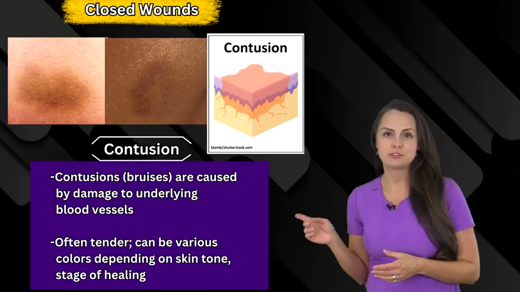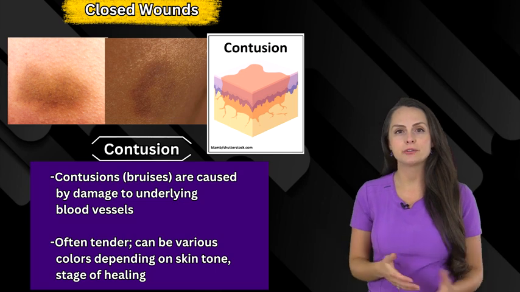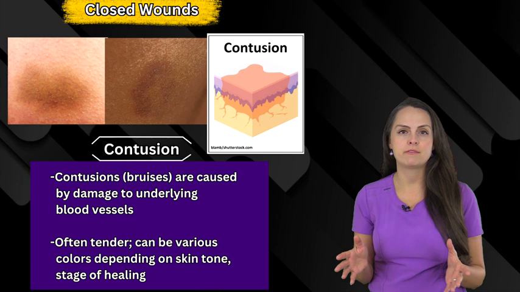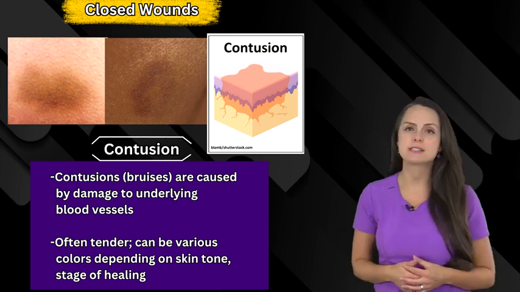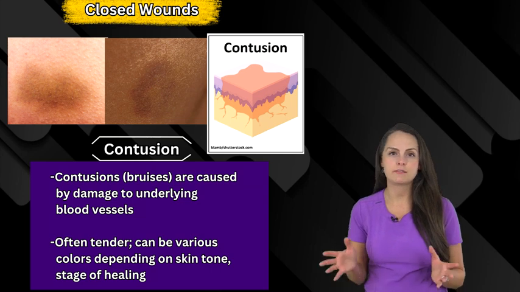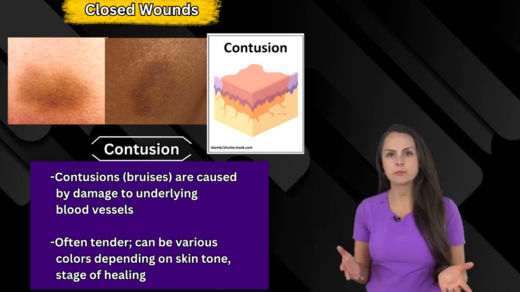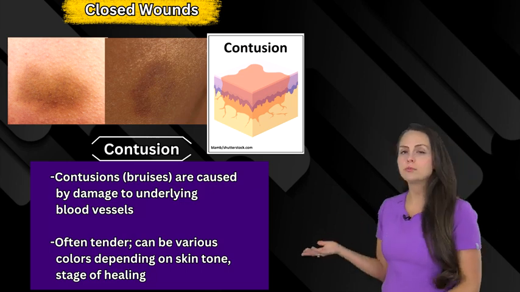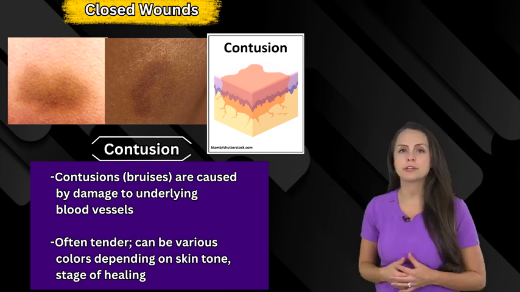Here we have a contusion. This is also known as a bruise, and it can occur whenever you have trauma to those underlying blood vessels, which causes discoloration of the skin. Now, a contusion can be tender, along with being a variety of colors, and the colors really depend on the person's skin tone and the stage of healing. So you could find that it's purplish, dark green, brown, or yellow.